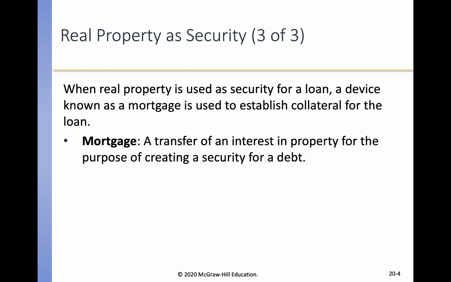When I use real property, and real property is land, buildings, things like that. When real property is used as security for a loan, it's called a mortgage. And a mortgage is a transfer of an interest in property for the purpose of creating security for a debt. There are two parties to a mortgage. The mortgagor is the one who borrows the money, and the mortgagee is the lender. And the lender, the mortgagee, has a lien in the property that is used to secure the loan.